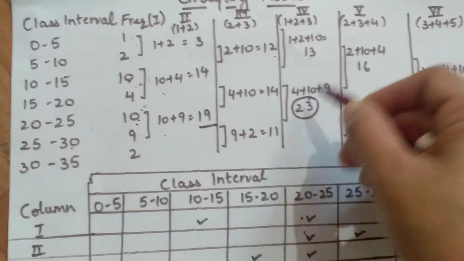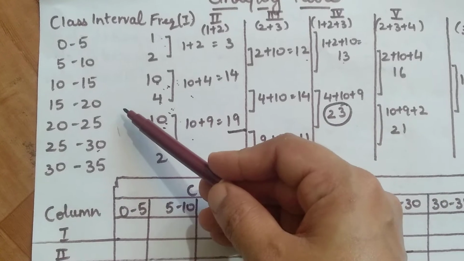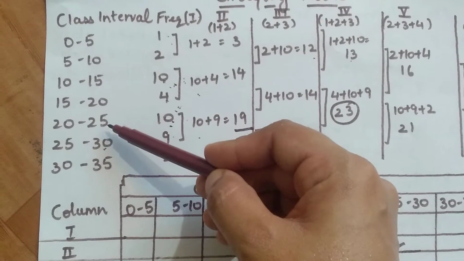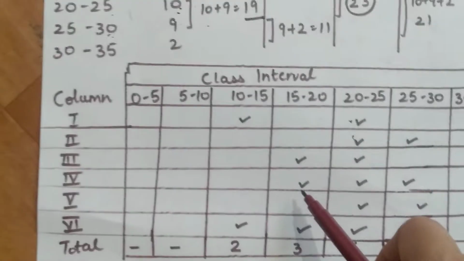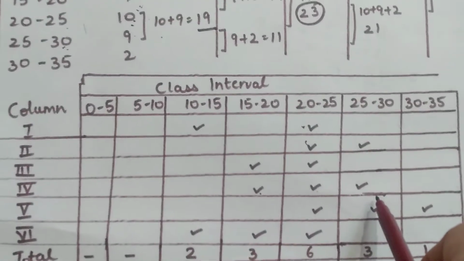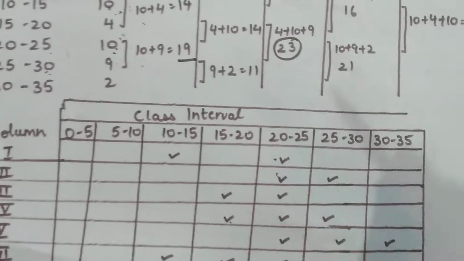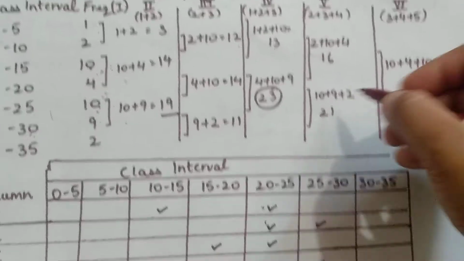Column 4. We have two values, 13 and 23, of which the maximum value is 23. How do we get 23? Again, we will move back to this class interval. It's 15 to 20, 20 to 25, 25 to 30. We will put a tick across 15 to 20, 20 to 25, 25 to 30. Clear?